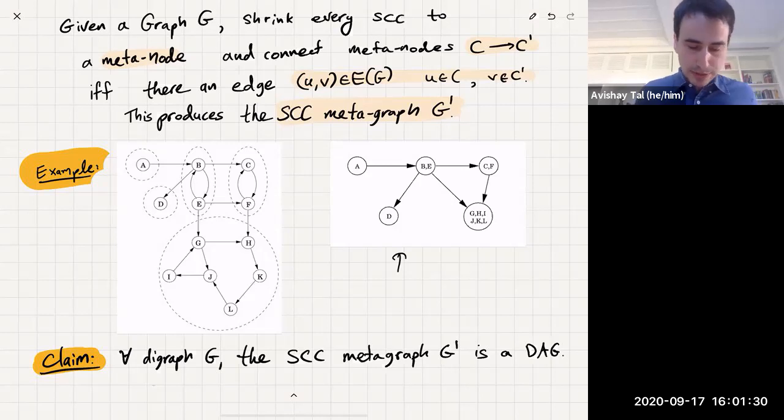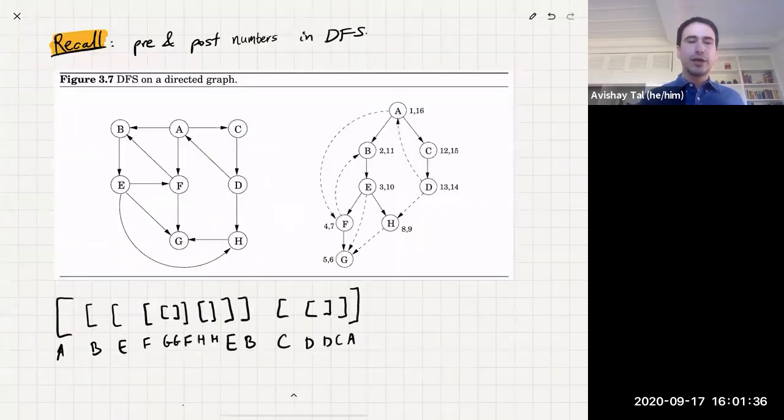And let's continue. I now want to recall, from the previous lecture, the pre and post numbers in a DFS. Recall that the pre number is the first time that the vertex was on the call stack of the DFS, and the post number is the last time that the vertex was on the stack. So here we see an example. We have a DFS where we start from A.